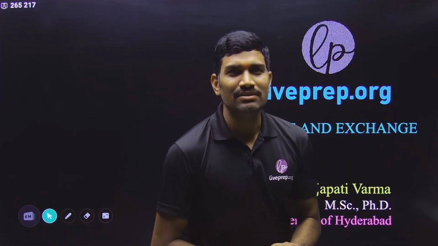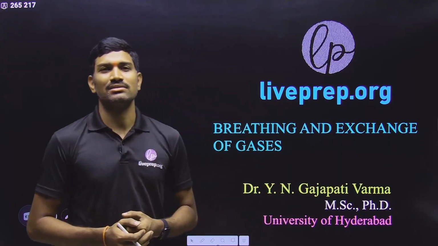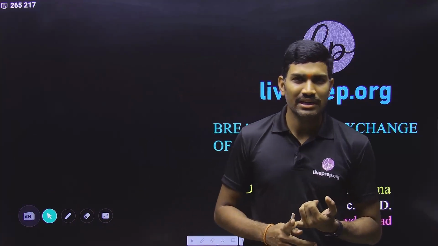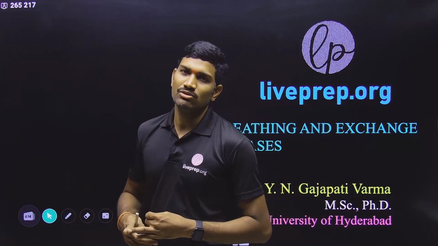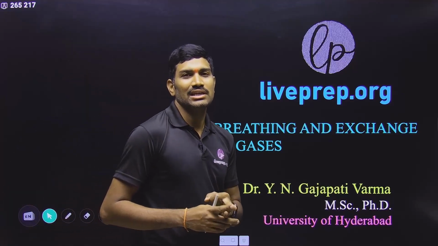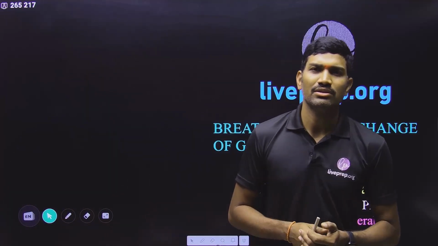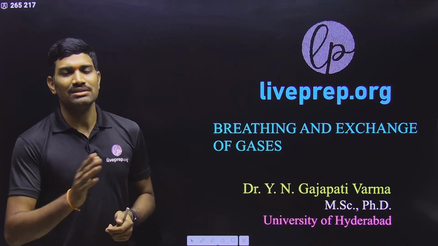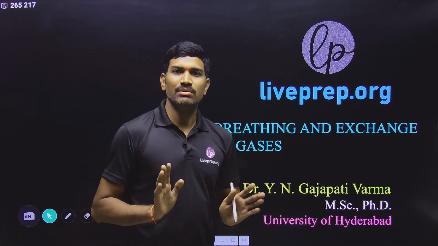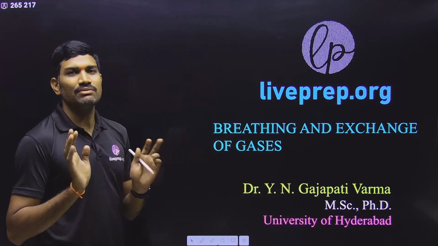In the previous lecture, we studied the various factors that affect the exchange of gases. There we studied that the partial pressure gradient is one important factor, the solubility of the gases in water is another important factor, and finally the thickness of the diffusion membrane. So these are the various factors that affect the diffusion of gases across the membranes. That's what we studied in the previous lecture.